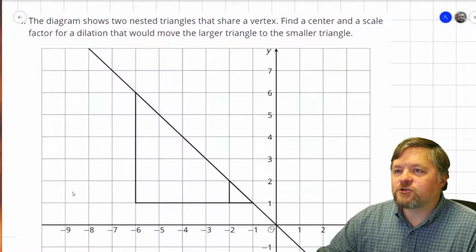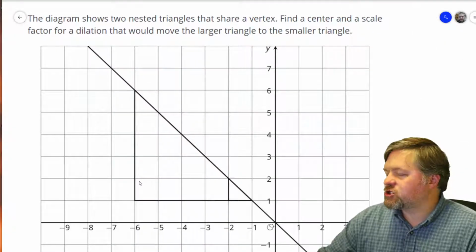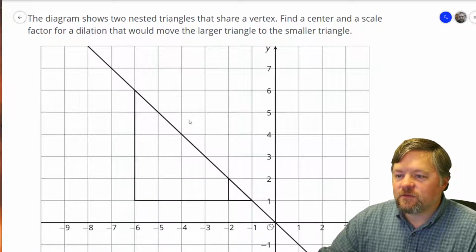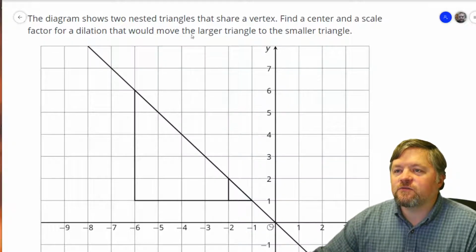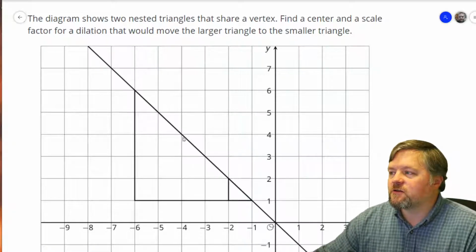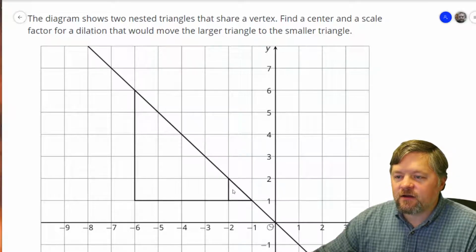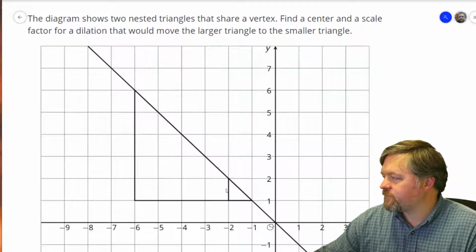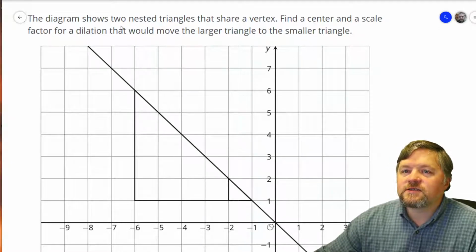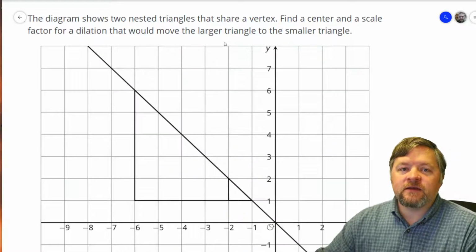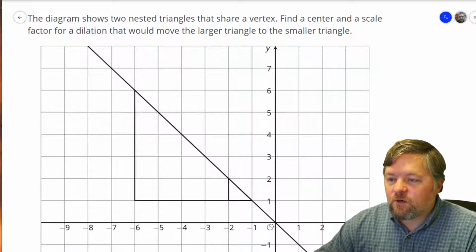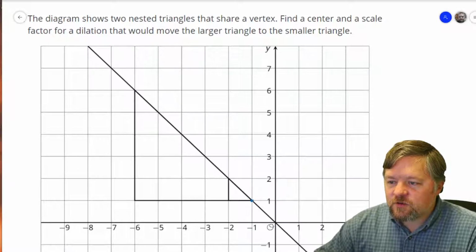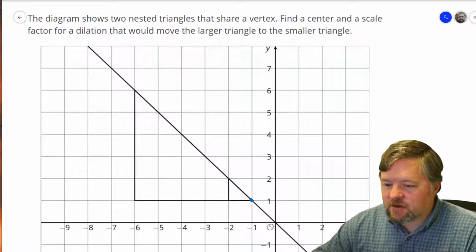Okay, the diagram shows two nested triangles that share a vertex. We've got a big triangle and we've got a small triangle. Find a center and scale factor for a dilation that would move the larger triangle to the smaller triangle. So we're trying to go from this big guy to this little guy. Where's the center of dilation going to be? Well, that's got to be the point that does not move. What point on here does not move? Well, this vertex right here.